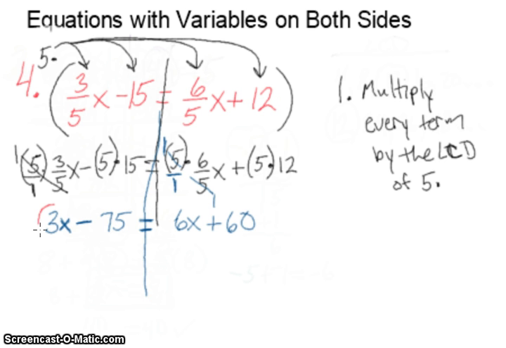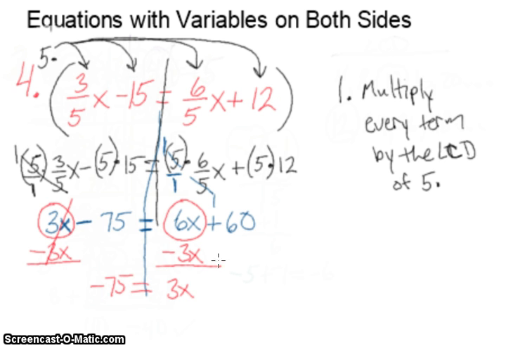So now I still notice I have a 3x on the left and a 6x on the right, and I want to eliminate one of the x terms. So I'm going to eliminate the 3x. So take away 3x over here, that cancels out. But whatever I do to one side, I do the same thing to the other side. So I'm going to subtract 3x from this 6x. So this leaves me with minus 75 on the left. 6x minus 3x is 3x. Bring down the plus 60.